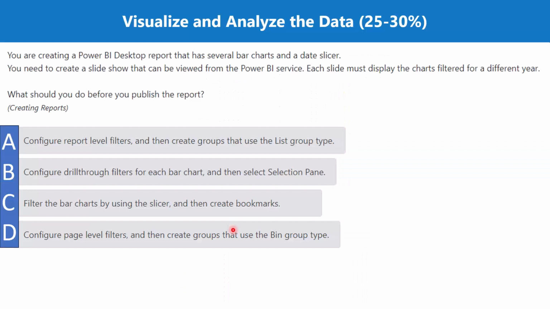Question 7. You are creating a Power BI desktop report that has several bar charts and a date slicer. You need to create a slideshow that can be viewed from the Power BI service. Each slide must display the charts filtered for a different year. What should you do before you publish the report? And the four options that are given to us are configure report level filters and then create groups that use the list group type. Configure drill through filters for each bar chart and then select selection pane.